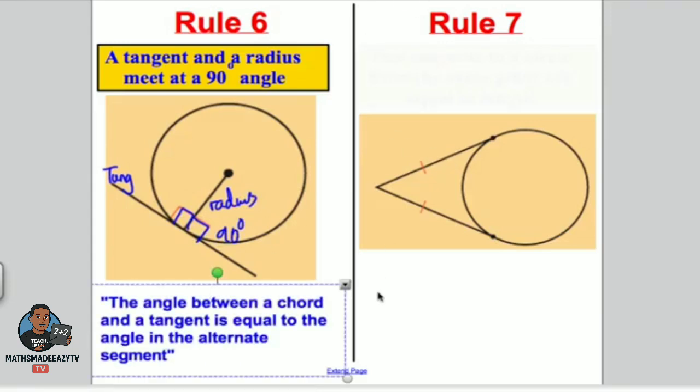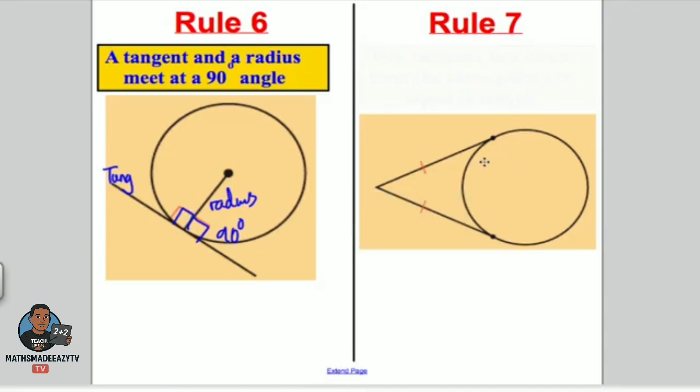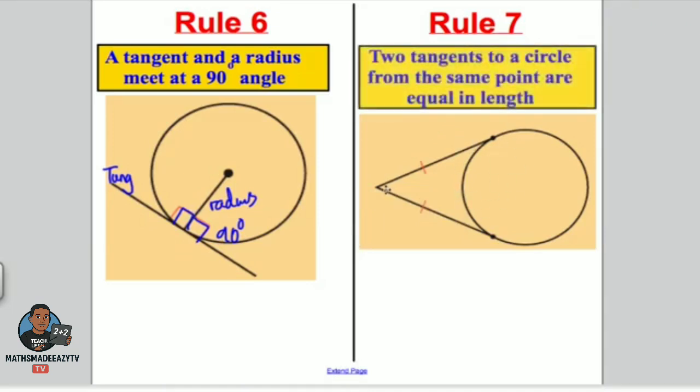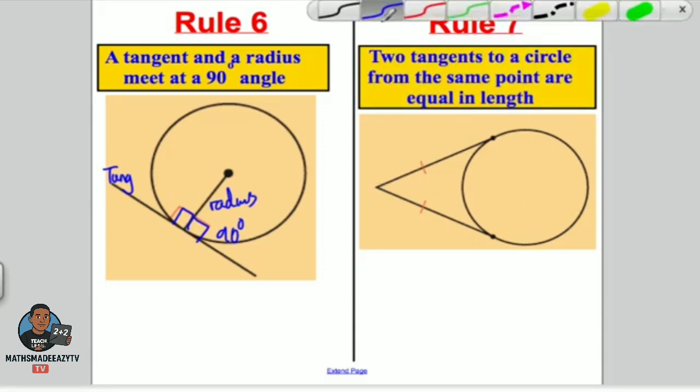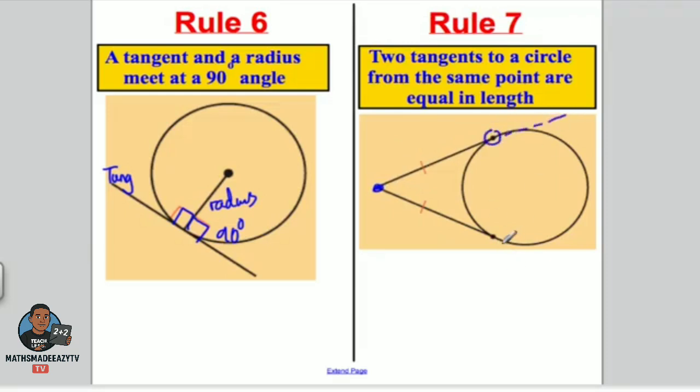Here is the last rule, rule number 7. It tells us there are two tangents to a circle from the same point in space. Here's the point, so I'm drawing a tangent to that circle. Okay, so it's touching here, and it keeps going, it won't touch anything. They are the same length. They will always be the same length.